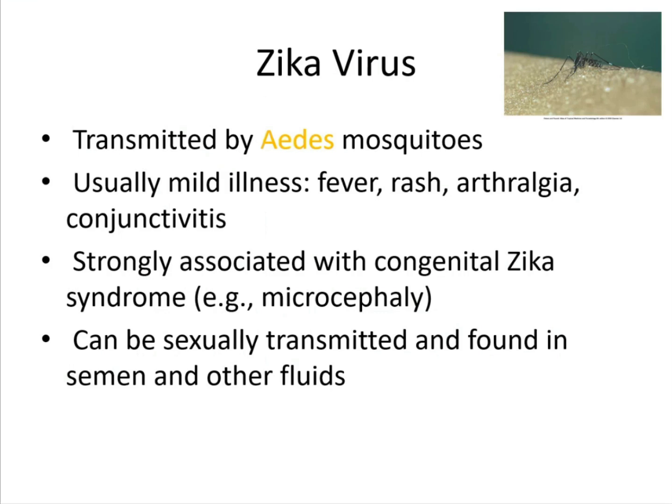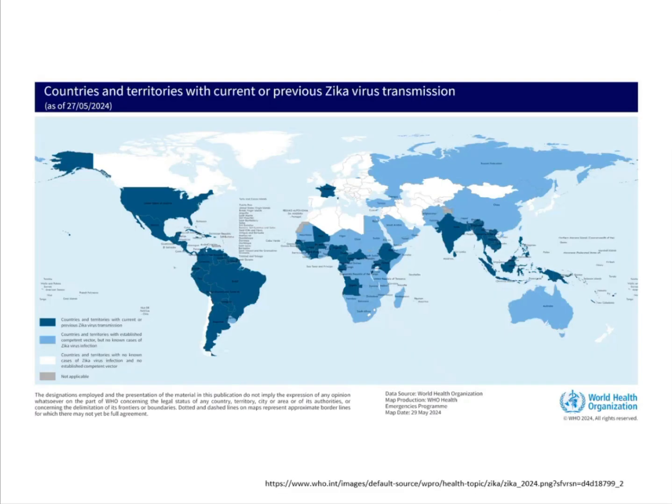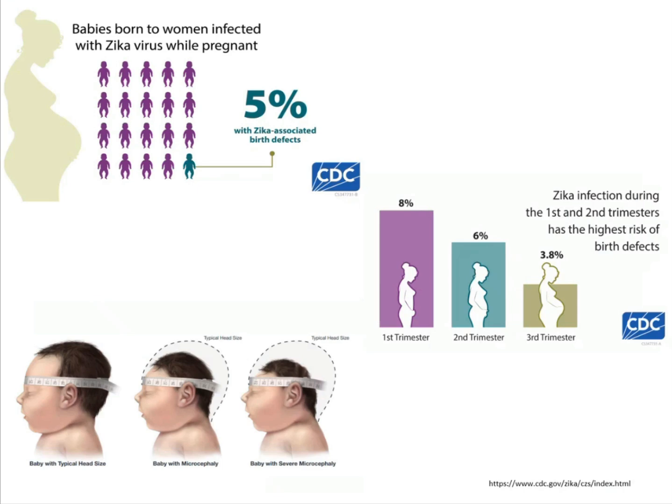Next, Zika virus, again transmitted by the Aedes mosquito. Again, mostly asymptomatic, but usually a mild illness, if anything: fever, rash, muscle aches, conjunctivitis. Famously associated with congenital Zika syndrome, more commonly microcephaly. Can be sexually transmitted as well. The map of endemicity is a little bit more expanded than dengue, but essentially it's found worldwide.